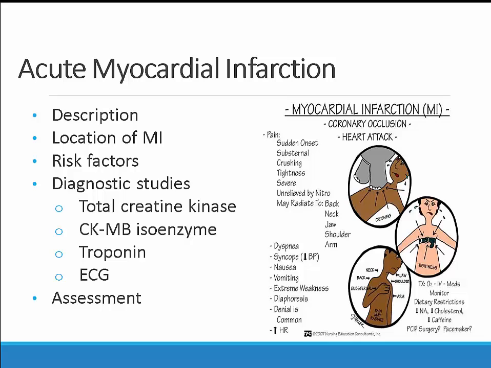Troponin level rises within 3 hours, and troponin levels will be evaluated for several days after the MI. The ECG shows ST segment elevation, inverted T wave, or an abnormal Q wave. Assessment would include pain, nausea and vomiting, diaphoresis, dyspnea, dysrhythmias, cyanosis, and coolness of extremities.